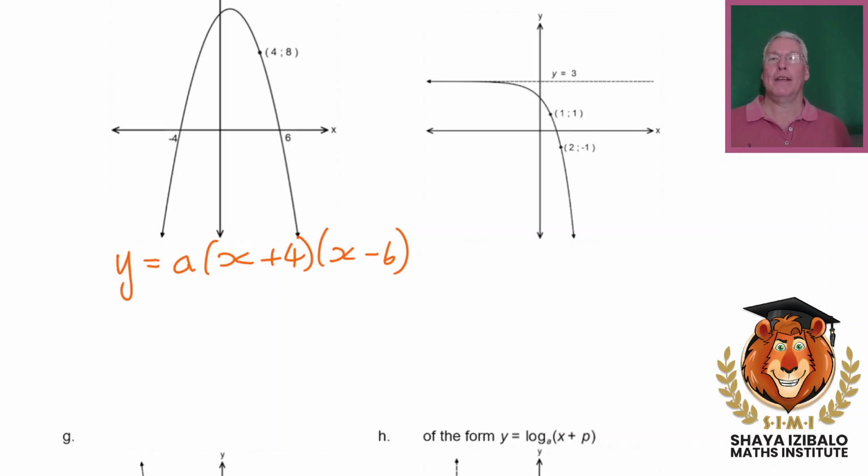Okay, so if 6 is an x-intercept, x minus 6 is a factor. And if negative 4 is an x-intercept, x plus 4 is a factor.